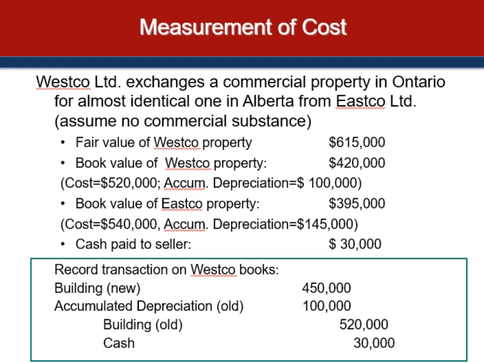What about Westco Limited exchanging a commercial property in Ontario for an almost identical one in Alberta? And the other company was Eastco. So Westco gets the Ontario property, and Eastco gets the Alberta property. Westco probably being Alberta and Eastco probably being Ontario, I suspect. So let's take a look at the terms. The Eastco property, we know the book value of the Eastco property, we know the book value of the Westco property, we know the fair value of the Westco property. So the Westco property is presumably the one we're giving up.